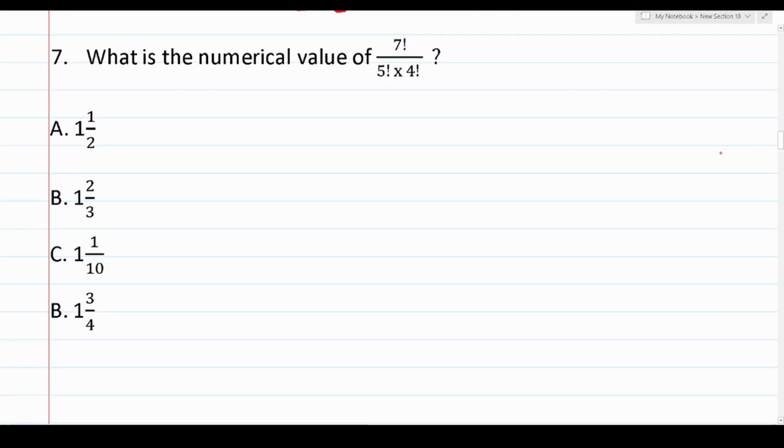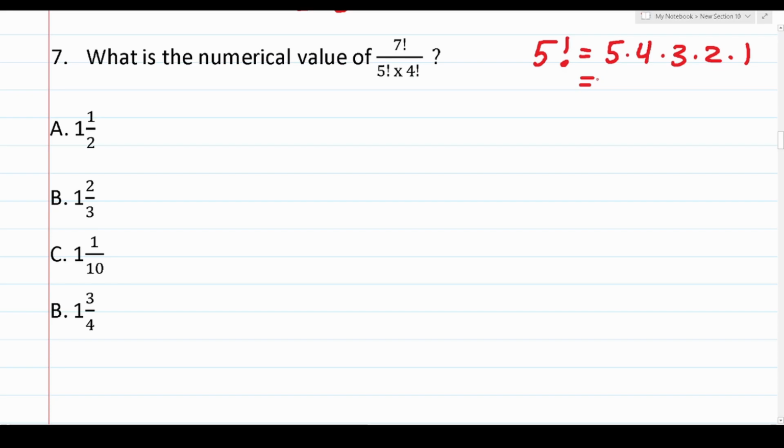All right, number 7 says, what is the numerical value of 7 factorial divided by 5 factorial times 4 factorial? On the ASVAB, you may see questions involving factorials. Factorials just mean you take that number and you multiply it by all the numbers that are below it till you get to 1. So, in other words, 5 factorial, just to give you an example, is the same as 5 times 4 times 3 times 2 times 1. And by multiplying all these together, you'll have a numerical value for 5 factorial.